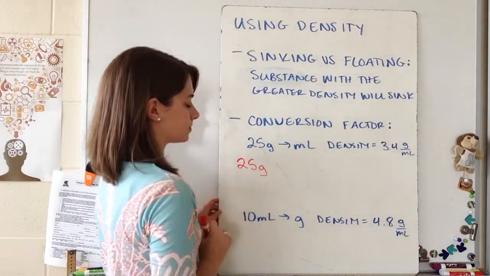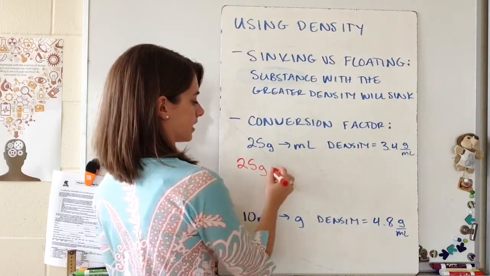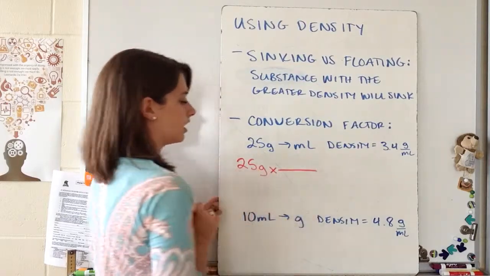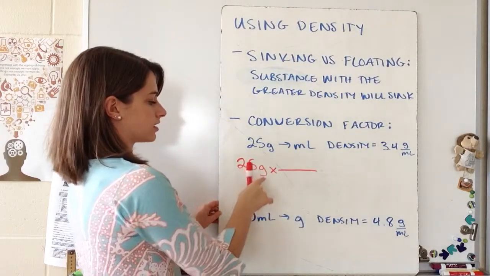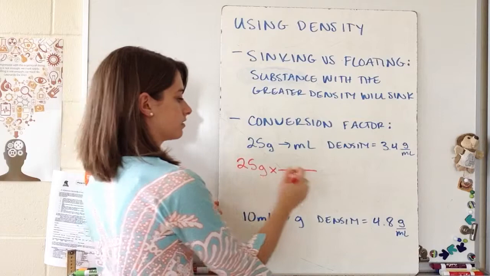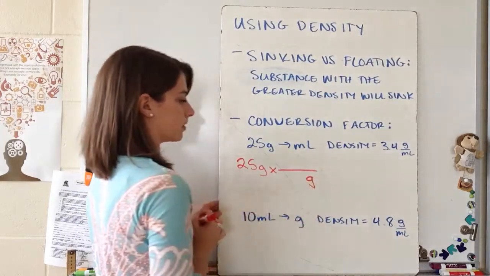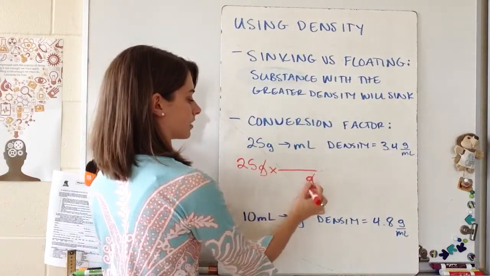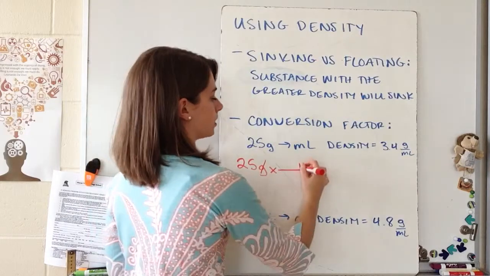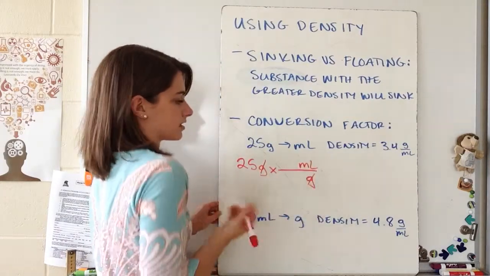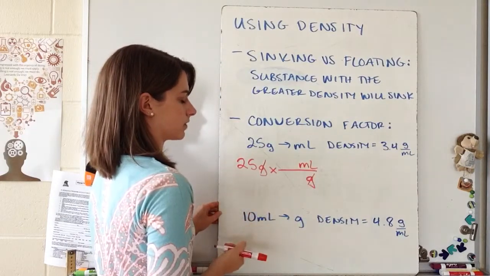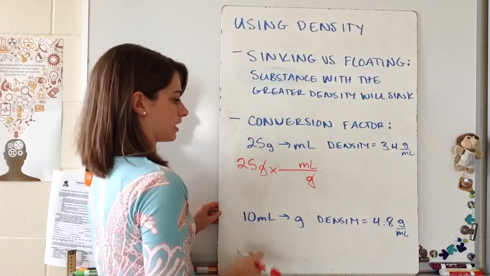25 grams. Then I'm going to set up my conversion factor. And I'm going to do my units first. Since I want my grams to go away, I'm going to put my grams on the bottom of my conversion factor. That way they'll cancel. And I'm going to put milliliters on the top because I want milliliters. I want the volume.